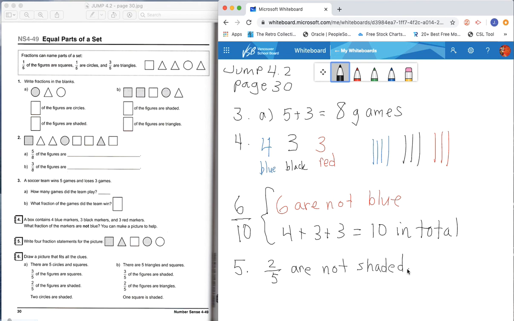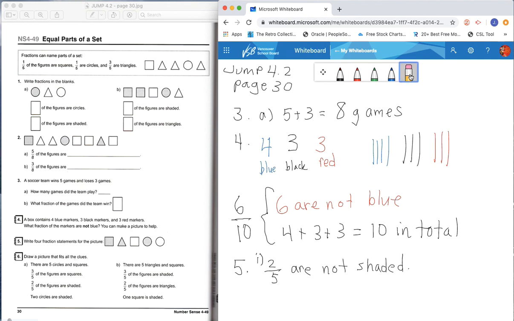So you need to do 3 more. You can do shaded. You can do maybe how many are triangles, how many are squares, how many are circles. Okay, so you need to have 4 statements in total. I've only done 1 with you.